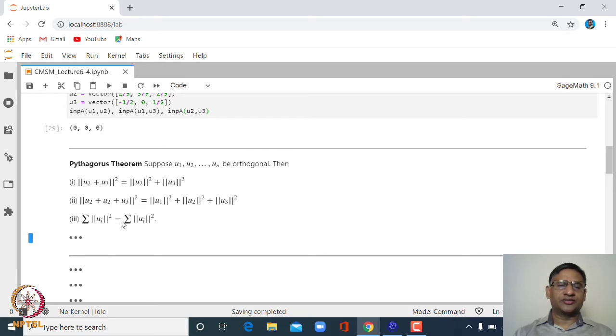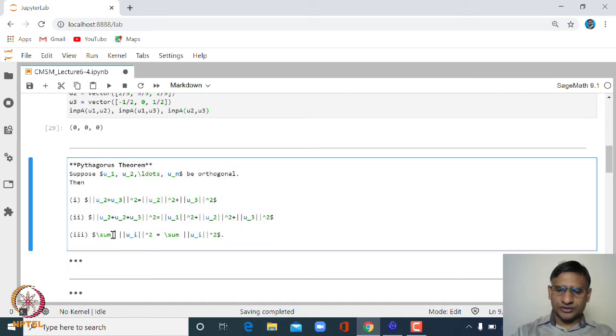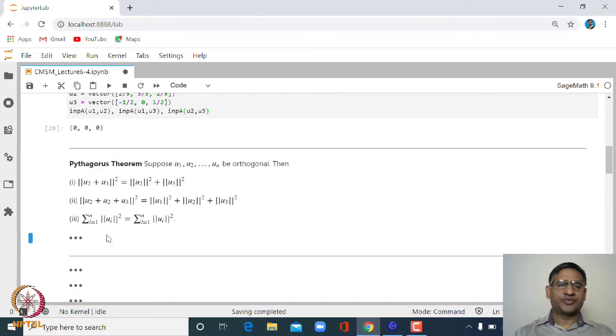So this is only for a finite set of vectors. Let me put here i is equal to 1 to n. So here also i is equal to 1 to n. So n is any natural number.